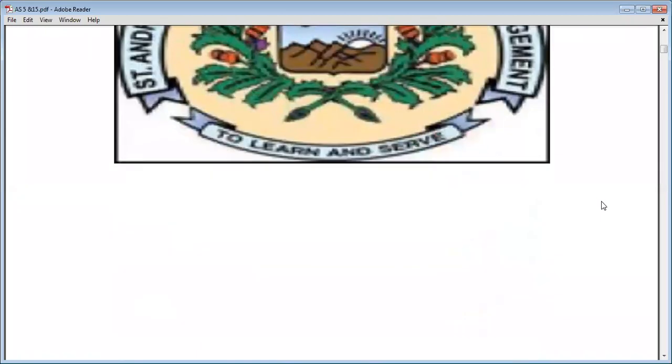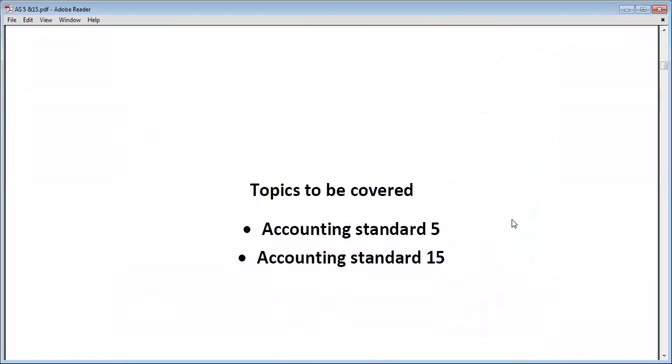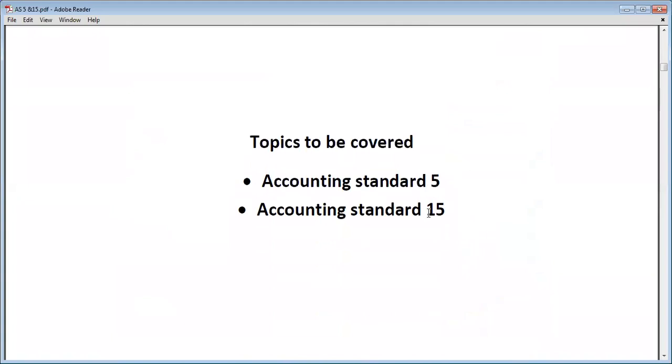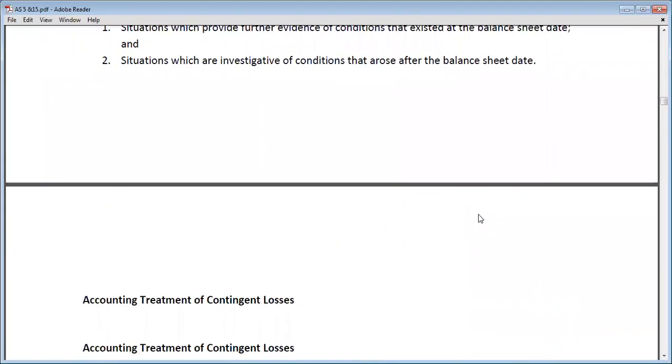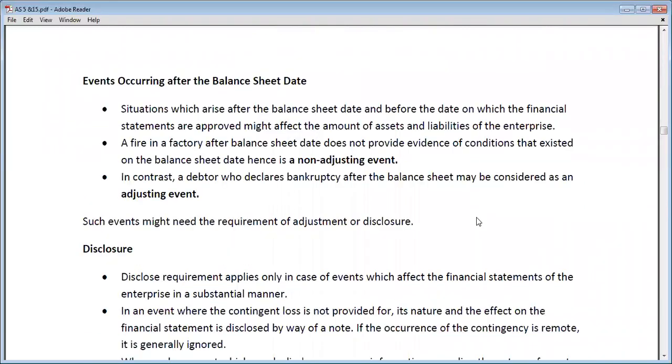In today's lecture, we are going to cover Accounting Standard 5, the next topic, and we will also try to discuss Accounting Standard 15 if time allows. But first, we will discuss Accounting Standard 5. Okay, so let's move on. Let's discuss Accounting Standard 5.